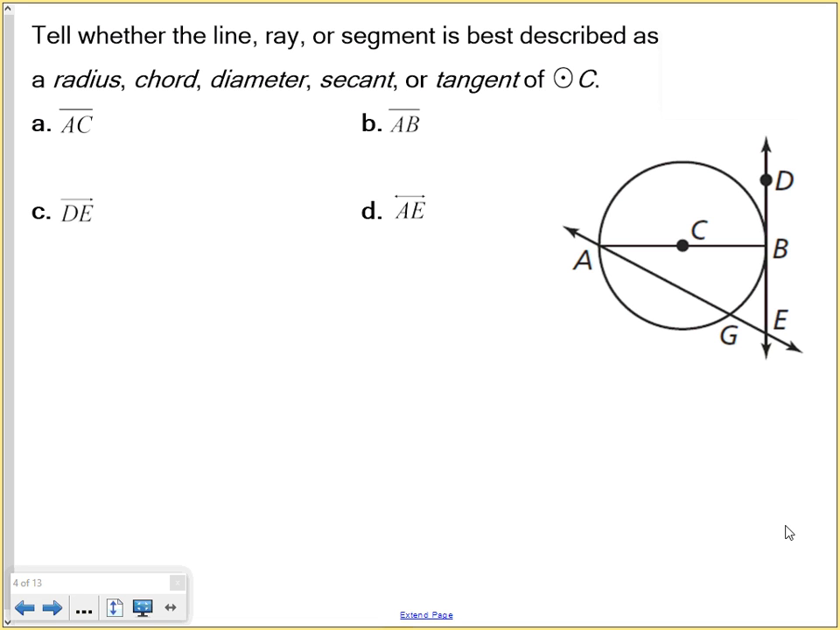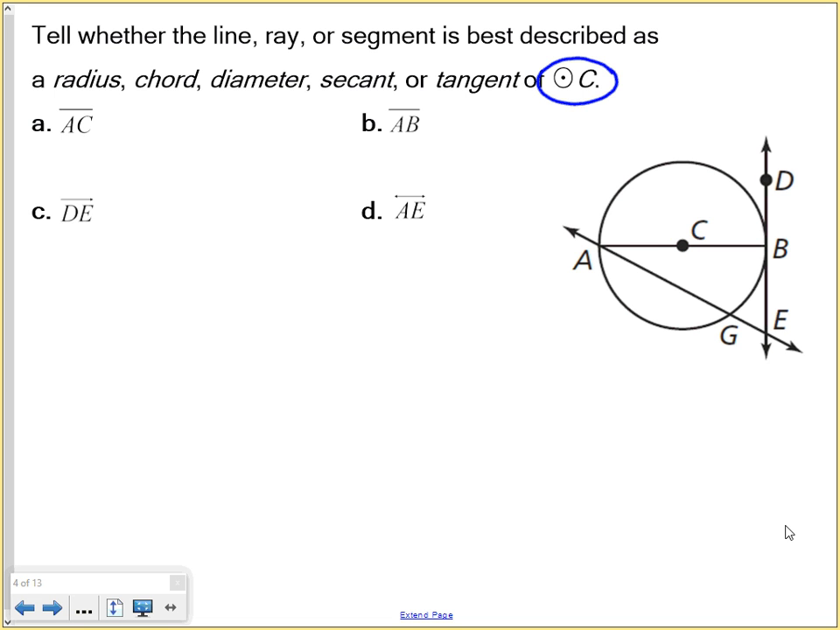It says, tell whether the line, ray, or segment is best described as a radius, chord, diameter, secant, or tangent. So those are your 5 options. Now, something I didn't talk about yet that's important, because it's going to ask on your homework, is how do you name a circle? You name a circle by the center. So notice that they call this circle C. That's because the center point is called C. So if your center point was called M, and those of you, once again, texting underneath the desk, it's such a poor decision because this is new information for you. If the center was called M, you would call it circle M. So you name a circle based on what the center point is, FYI.